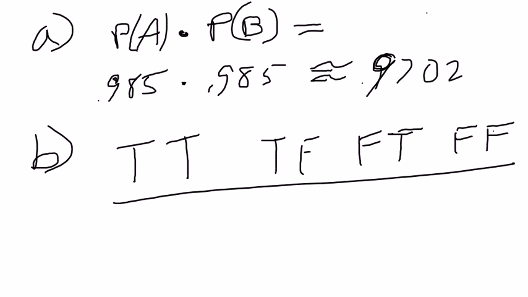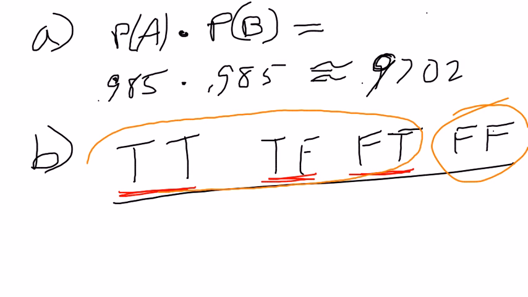Now, which of these satisfy part B, which says at least one system functions? Well, here, one of the systems functions. In fact, they both do, but at least one does. Here, one of the systems functions. And here, one of the systems functions. The only one that doesn't work is this one way over here. So to figure out part B, we could find the probability that this happens, or we could find the probability that this happens and take 1 minus.